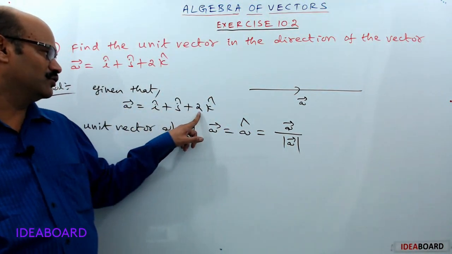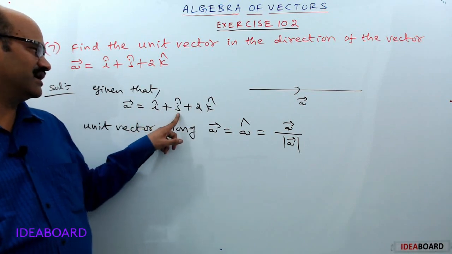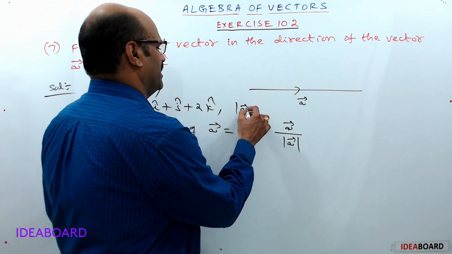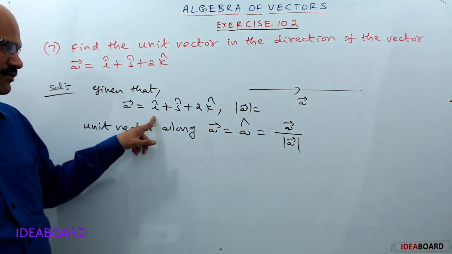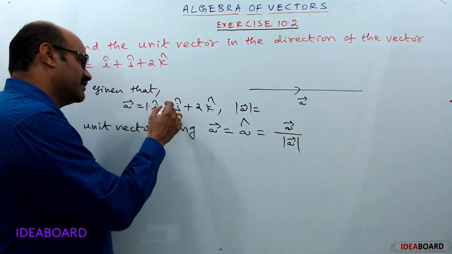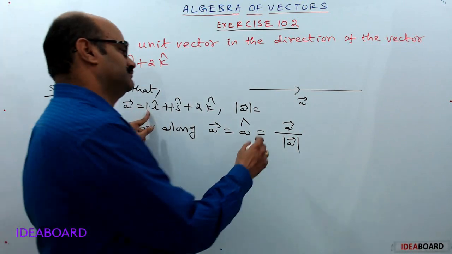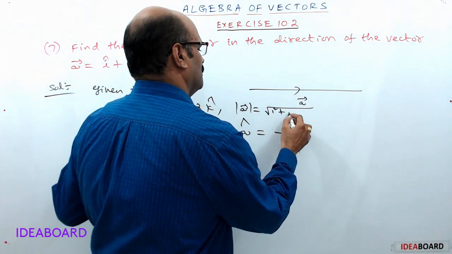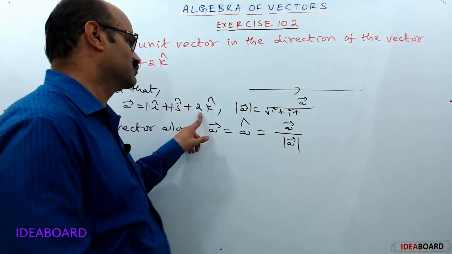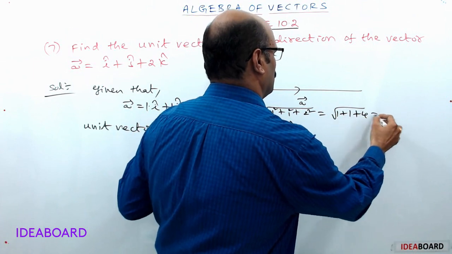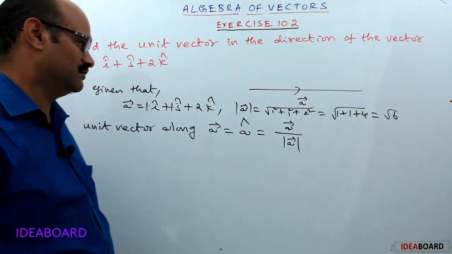Here, vector A is equal to i cap plus j cap plus 2k cap. From this we can find mod A vector. Mod A vector is always equal to the square root of the sum of the squares of the scalar components. So here we have square root of 1 square plus 1 square plus 2 square, equal to 1 plus 1 plus 4, equal to root 6.